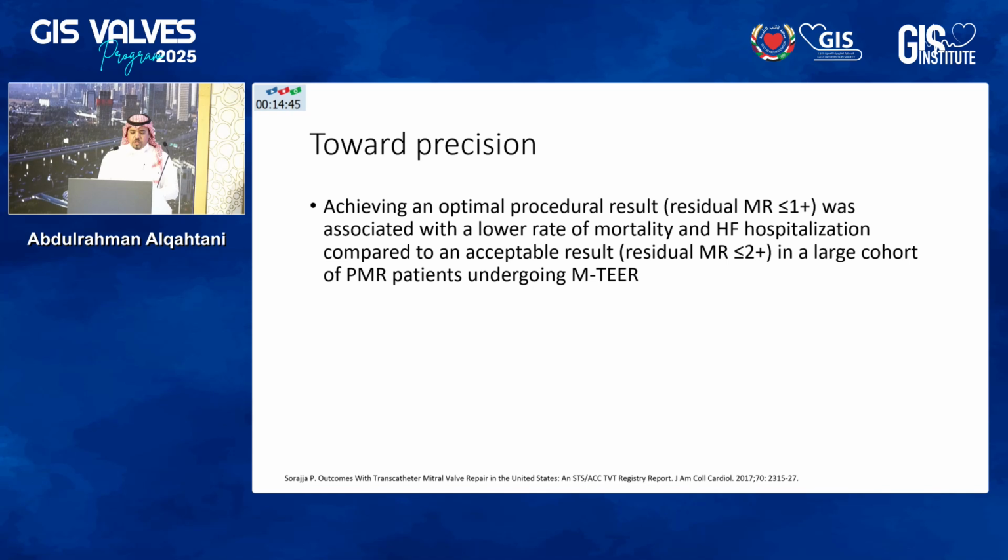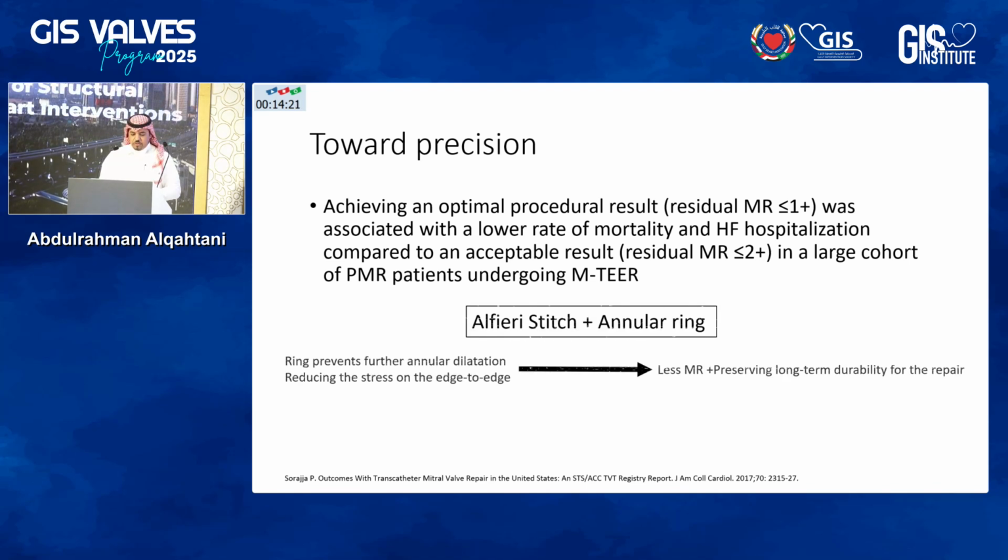So, as Dr. Sundus mentioned, we're trying to aim for precision in those patients, trying to eliminate MR as much as possible. We might have to tolerate a higher gradient at certain times as long as we believe that hemodynamics is better overall. So we try to give the patient the benefit of the doubt in those interventions. So we strive for perfection in certain ways.